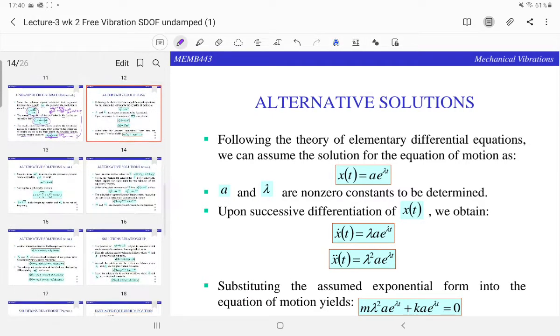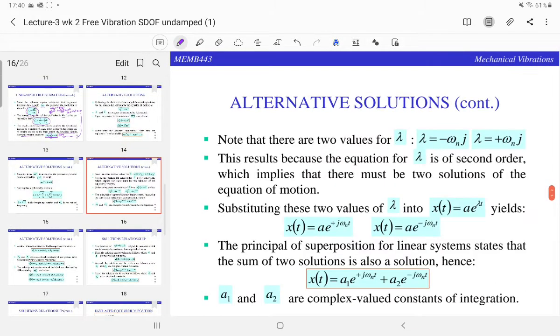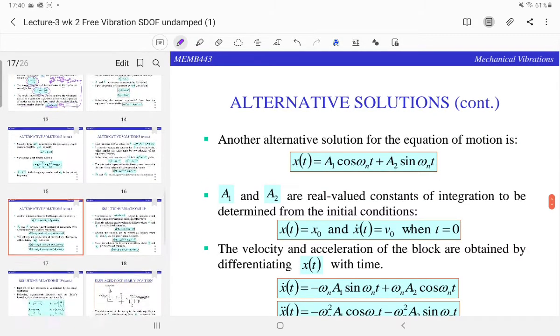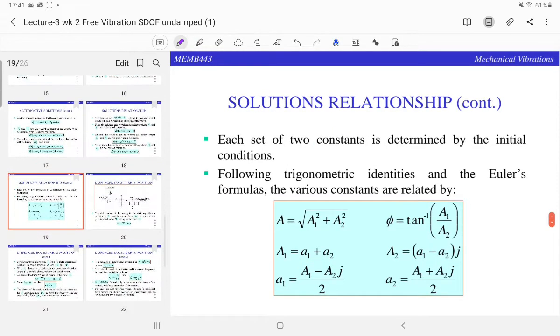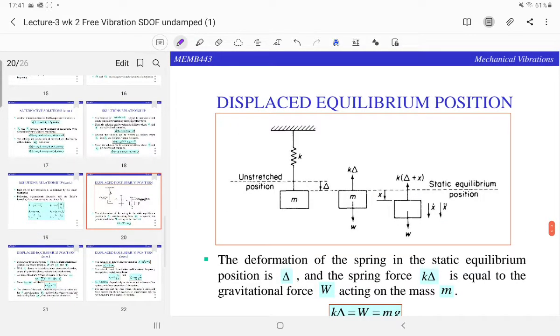Let me just skip these alternative solutions. Maybe you can read that part on your own, because we don't use that much.